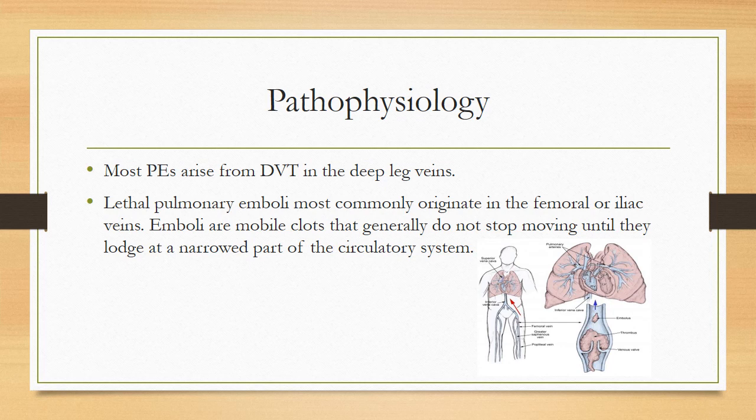Emboli are mobile clots that generally do not stop moving until they lodge at a narrowed part of the circulatory system. Because of higher blood flow, the lower lobes of the lung are commonly affected.